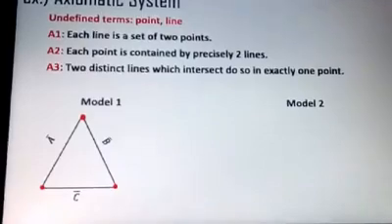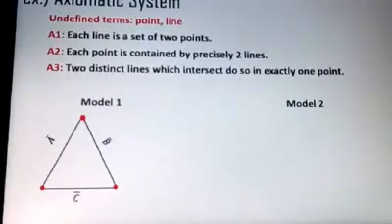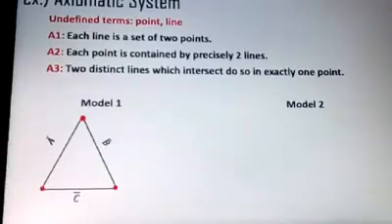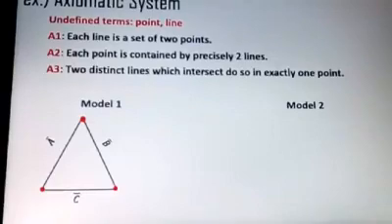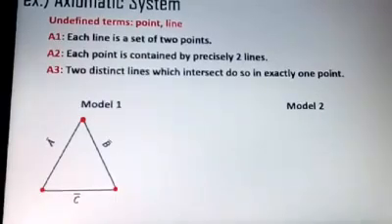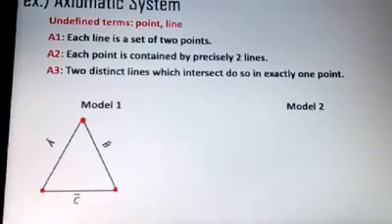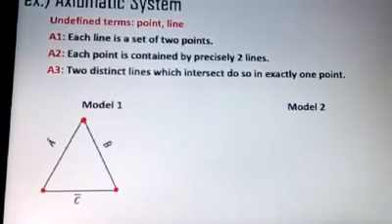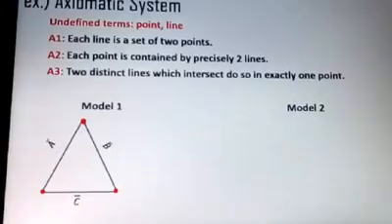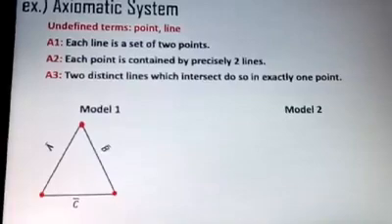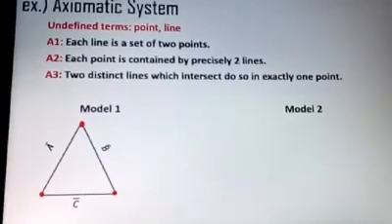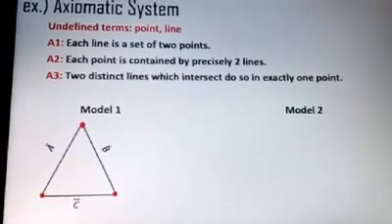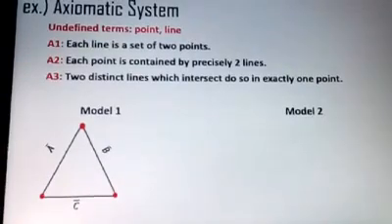Now, each point is contained by precisely 2 lines. We can see that line A and line B intersect at 1 point, and also line B and line C. Line A and line C also intersect at 1 point. The last axiom is that 2 distinct lines which intersect do so in exactly 1 point. So we can see that line A and line B meet at 1 point, and so with the other lines.